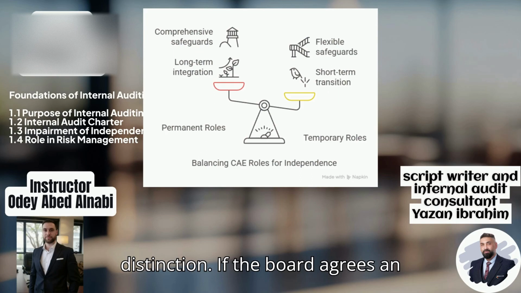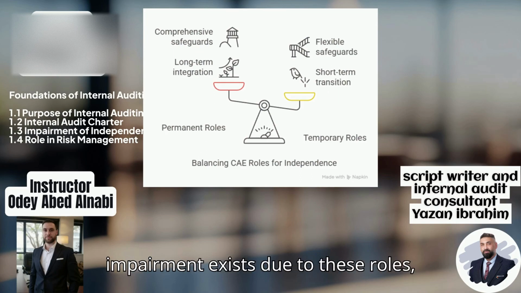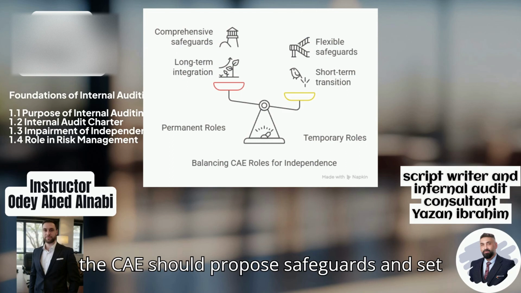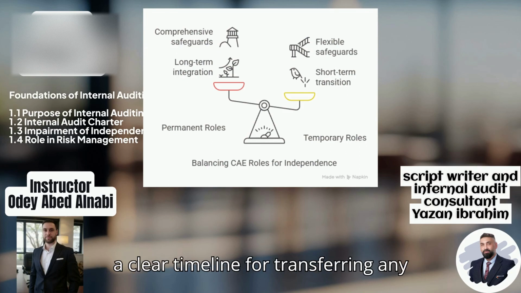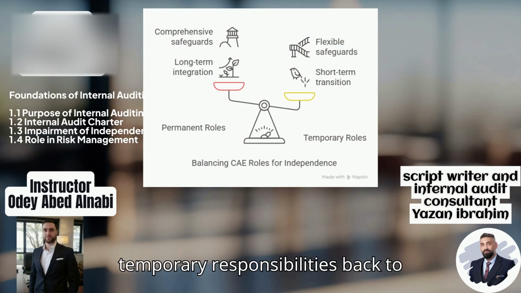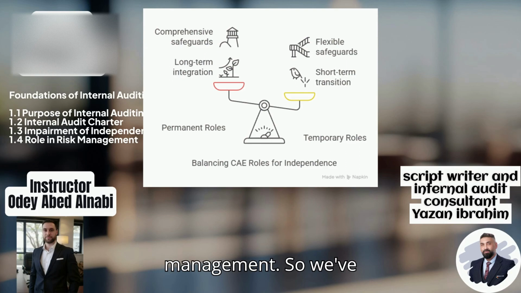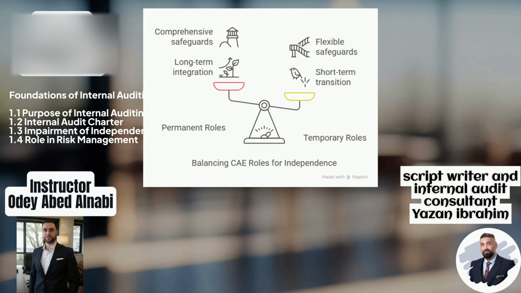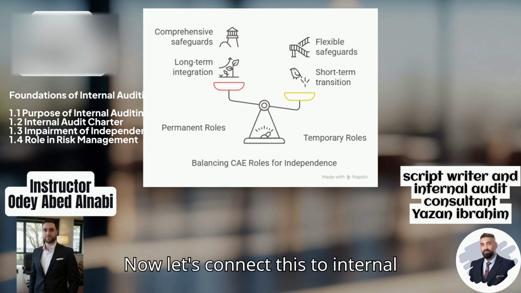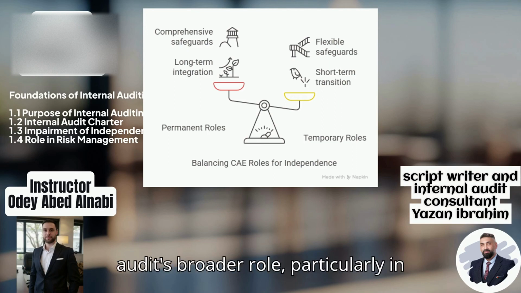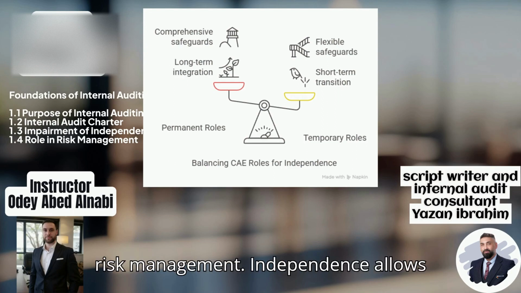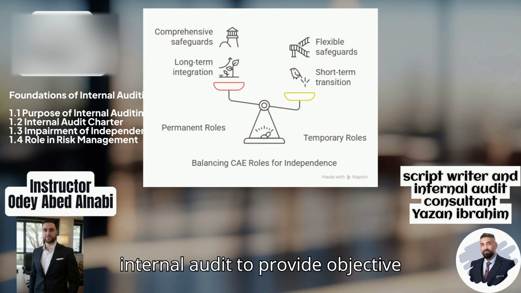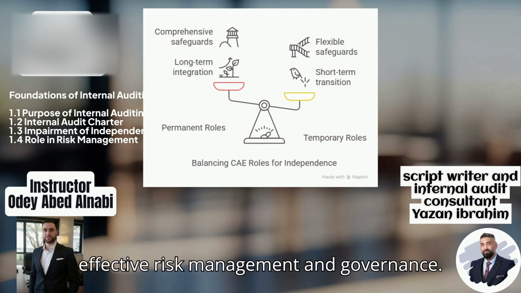If the board agrees an impairment exists due to these roles, the CAE should propose safeguards and set a clear timeline for transferring any temporary responsibilities back to management. So, we've established how crucial independence is. Now, let's connect this to internal audit's broader role, particularly in risk management. Independence allows internal audit to provide objective assessments, which are vital for effective risk management and governance.